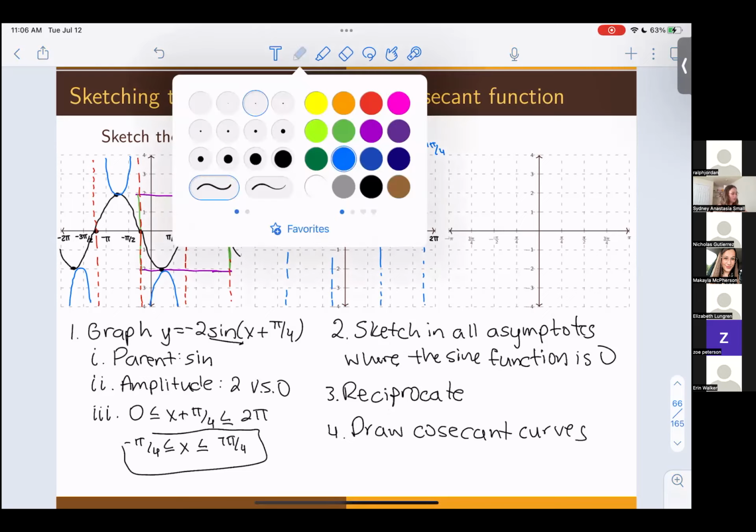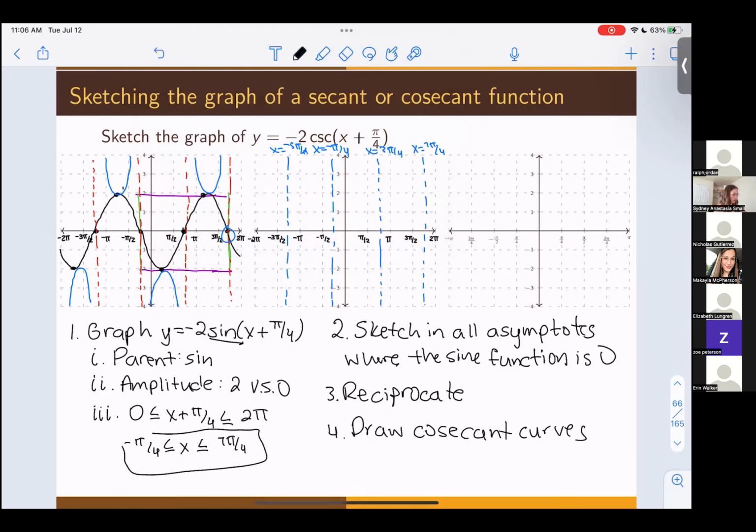Cool. Now, sketch in where we know that we're going to have the vertexes of these parabola shapes. Well, let's start with the principal interval. We know we have one down here at pi over 4 and negative 2, just halfway between those asymptotes. We know we have one up here halfway between 3 pi over 4 and 7 pi over 4, so 5 pi over 4, again at 2.